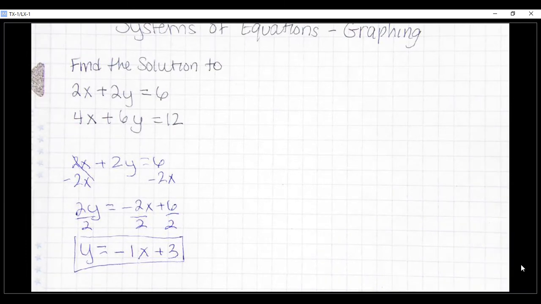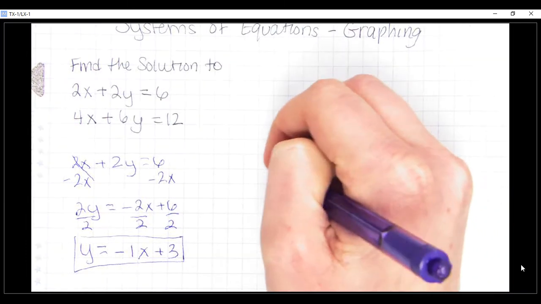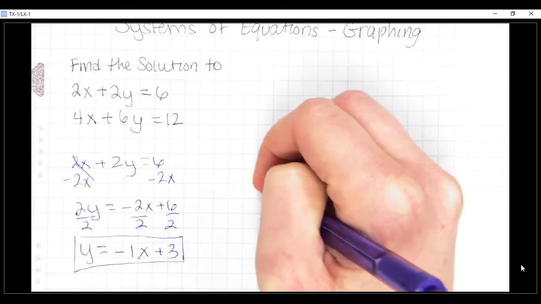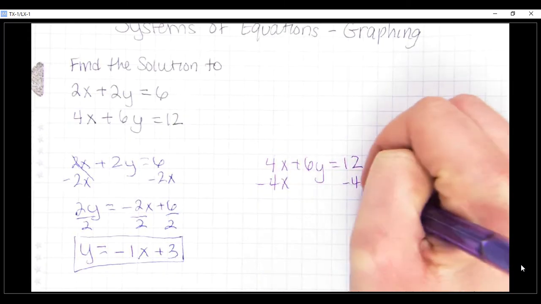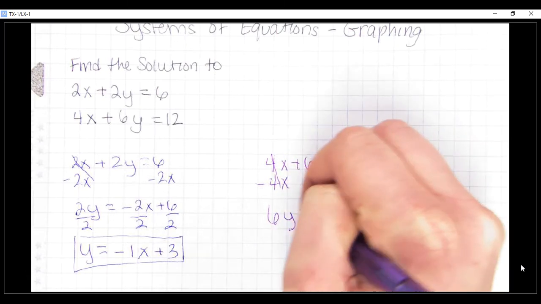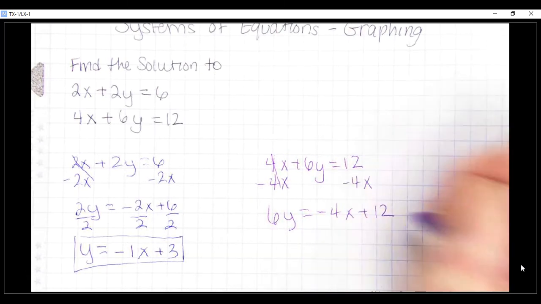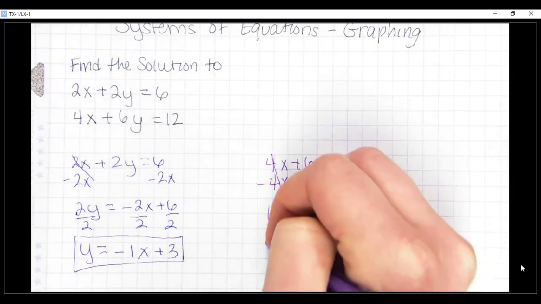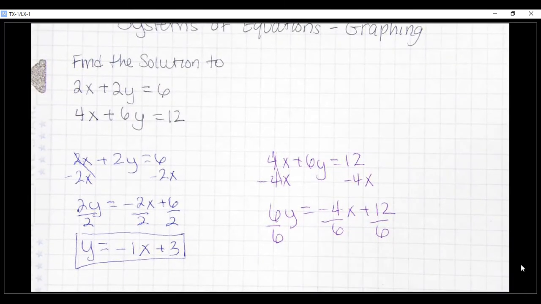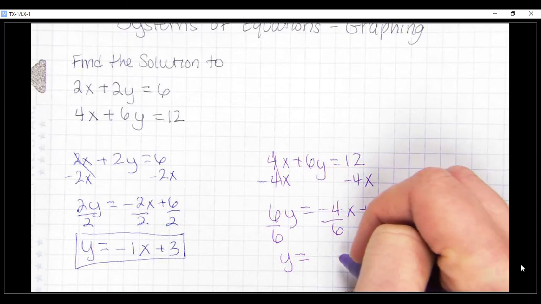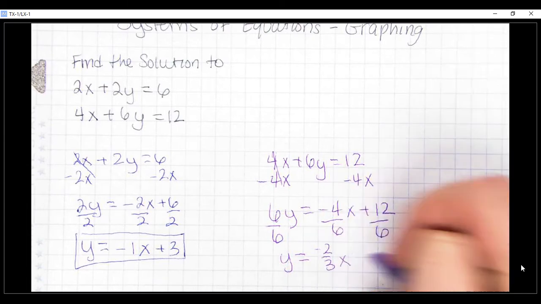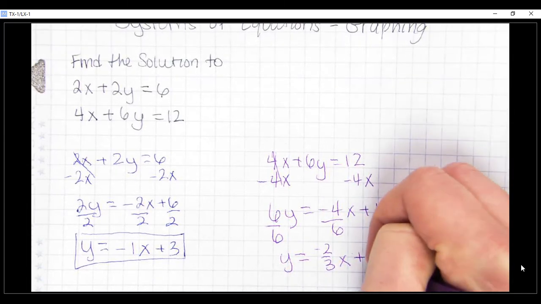Now I'm going to do the same thing with my other equation. I have 4x plus 6y equals 12. I'm going to subtract 4x on both sides to get 6y is equal to negative 4x plus 12. Then I'm going to divide by 6 on all parts to get my final equation of y equals negative 4 divided by 6, which can be simplified to negative 2/3 x plus 2.